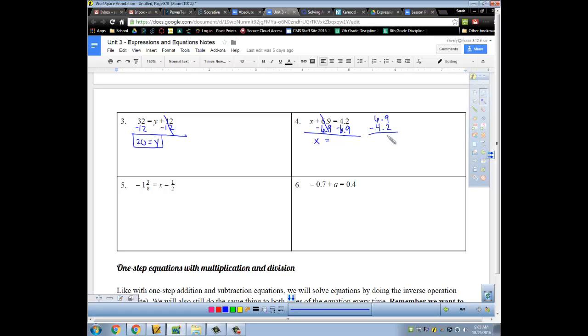9 minus 2 is 7. Bring down your decimal. 6 minus 4 is 2. So I know it's 2.7, and my bigger number is negative, so the answer is negative 2.7.